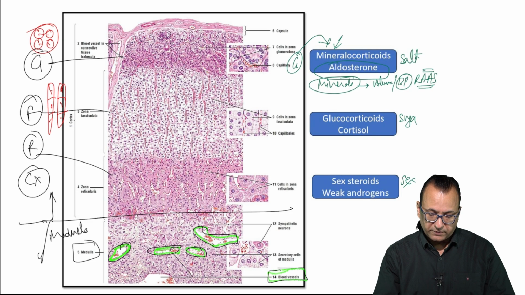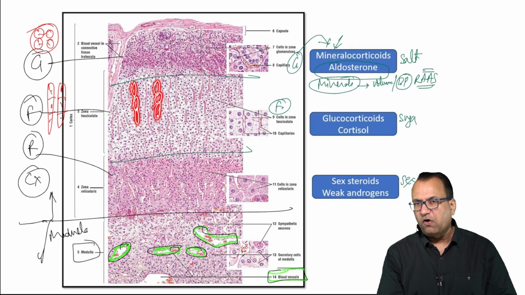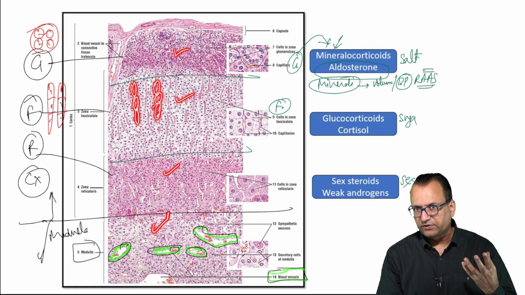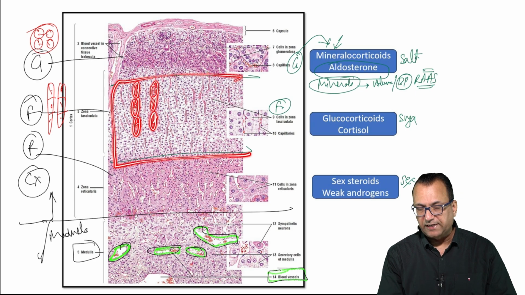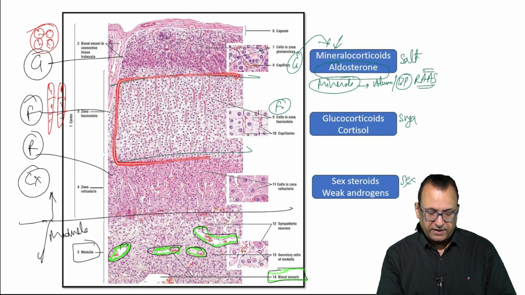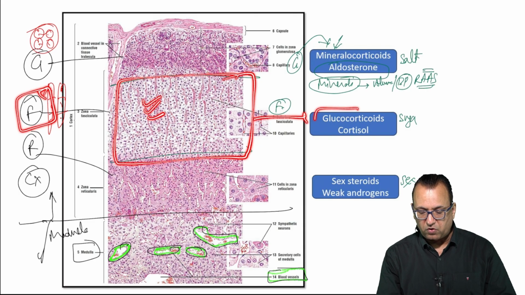So mineralocorticoids. What about the zona fasciculata? First of all, you will see that it is lightly stained. Why is it lightly stained? Because all these cells have fat-based secretion. The cells of fasciculata have a lot of fat droplets, so they take less stain, and the zona fasciculata is larger as compared with glomerulosa or reticularis. So a larger and lighter area is zona fasciculata, and it is giving us glucocorticoids.